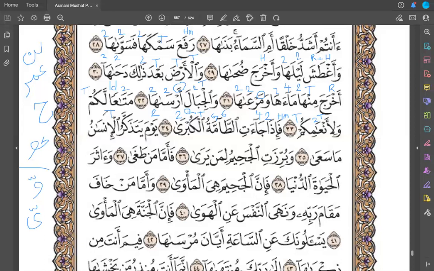There is ikhfa, so you are not pronouncing the sound of noon, and you are going towards the makhraj of sin, and you're keeping the sound in your nose. In, keep this tongue straight because sin is among light letters.